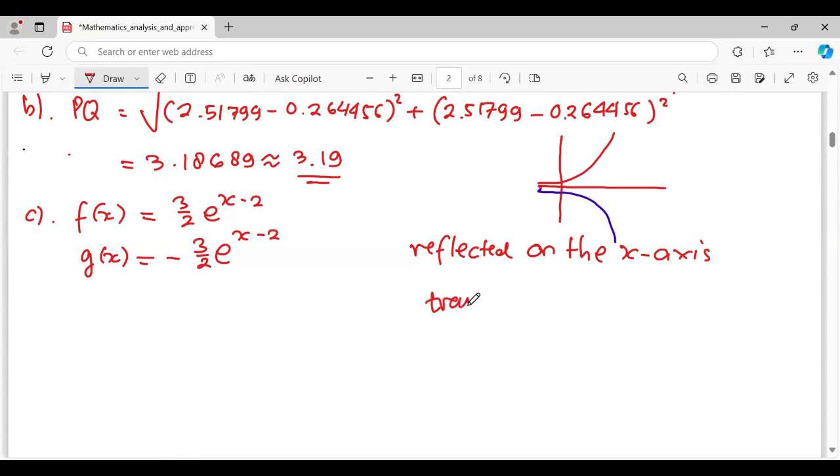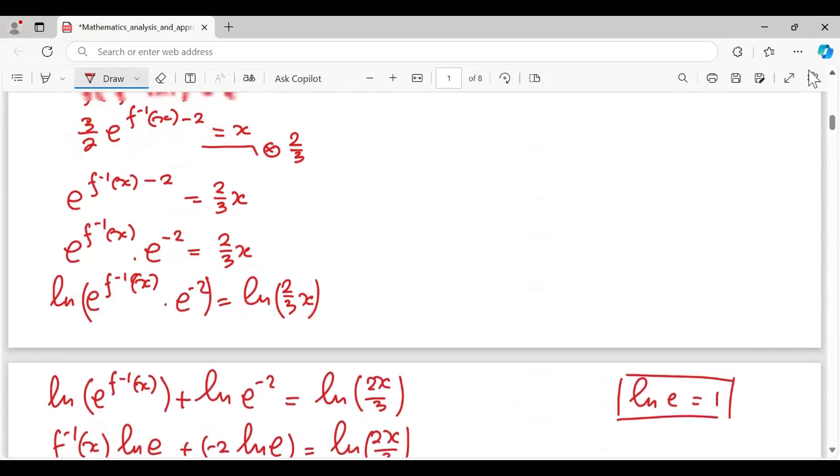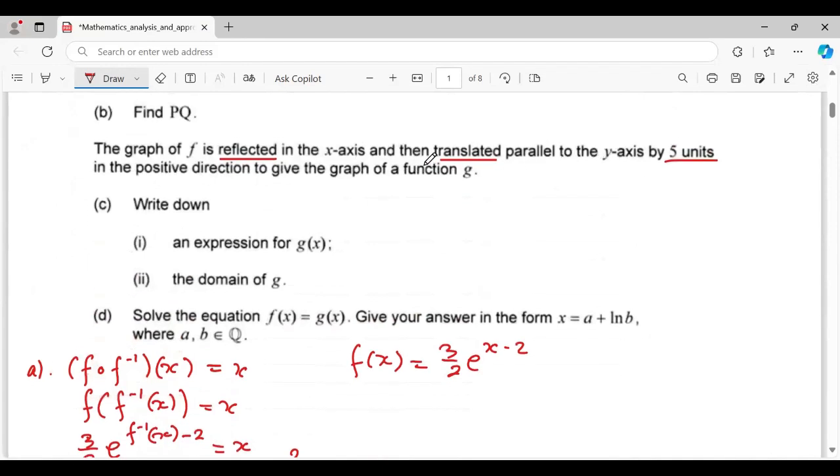Next, after reflecting on the x-axis, it is translated parallel to the y-axis by 5 units. So g(x) after translating is going to be minus 3/2 e power x minus 2, based on the information that it is translated parallel to the y-axis by 5 units in the positive direction. So it means plus 5.